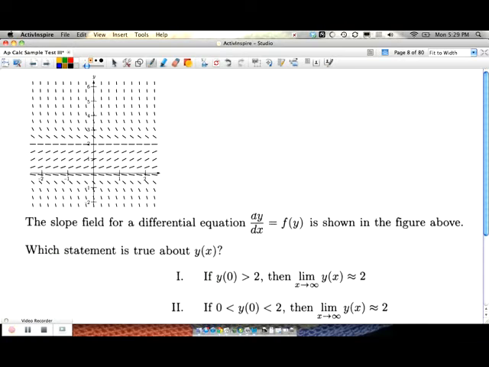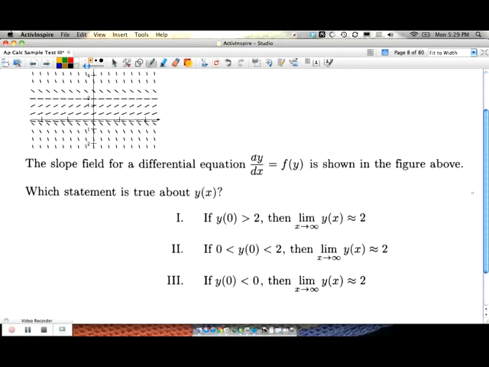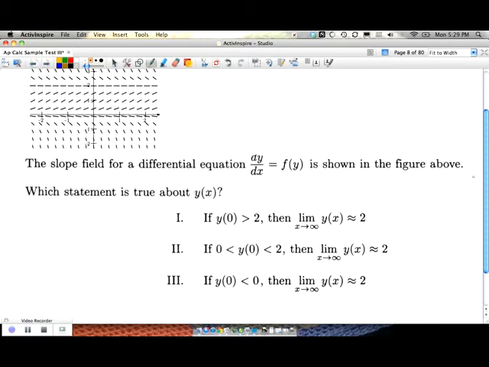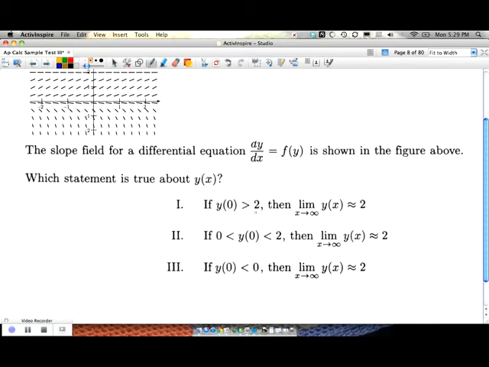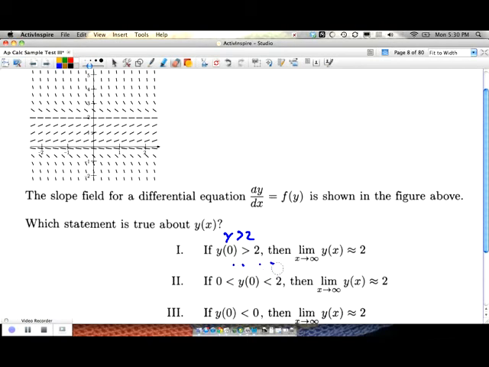The slope field is shown in the figure above. Which statement is true? If y of 0 is greater than 2, this is a y value, if y is greater than 2. And if we're between, 0 is less than y and y is less than 2. And then if y is less than 0. So we're going to color code this. Actually, let's make these different colors just so we can understand where we're at.